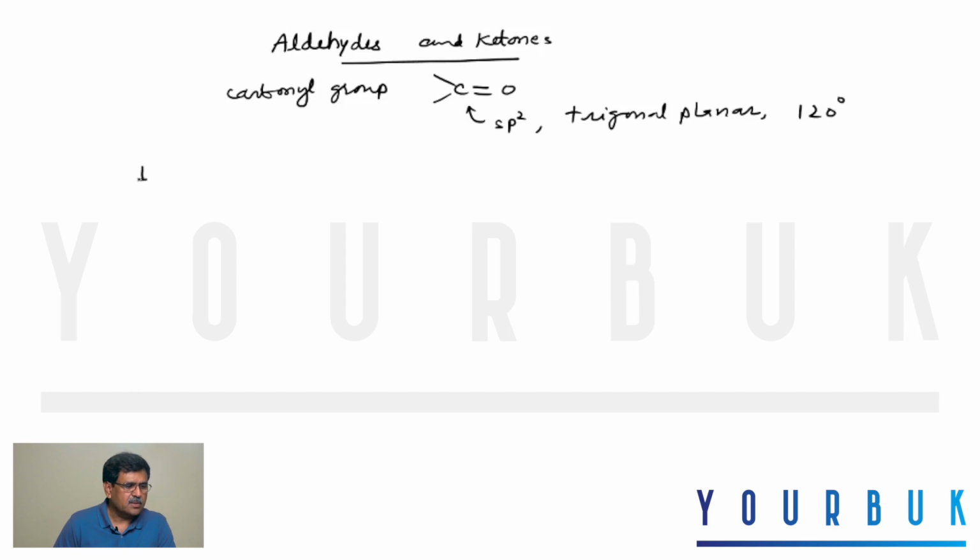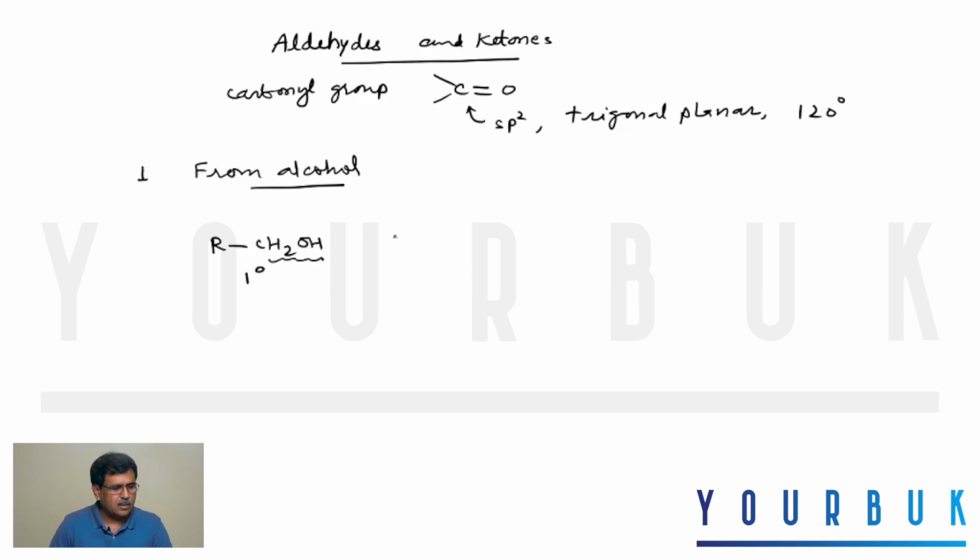Now the first method is from alcohol, from the hydroxy functional group. This is a primary alcohol. Any compound containing a CH2OH group is called a primary alcohol. This primary alcohol can be changed into an aldehyde. It doesn't matter which R group is present. Just look at the functional group CH2OH. It can be changed into an aldehyde either using a mild oxidizing agent, PCC.